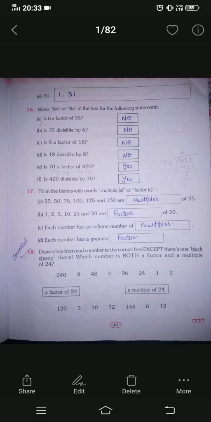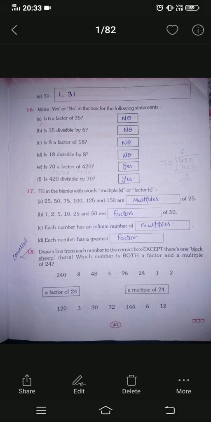Sorry, 8 is a factor of 18? So no, it is not. In fact, 16. If instead of 18 it was 16, then yes, 8 is a factor of 16, because 16 comes in the table of 8.